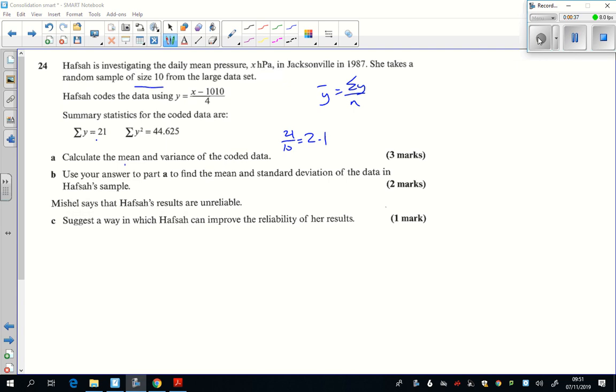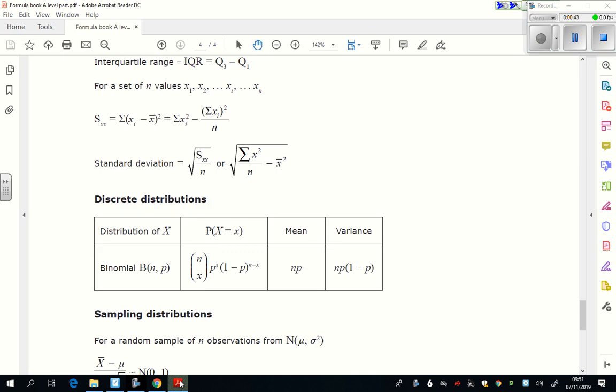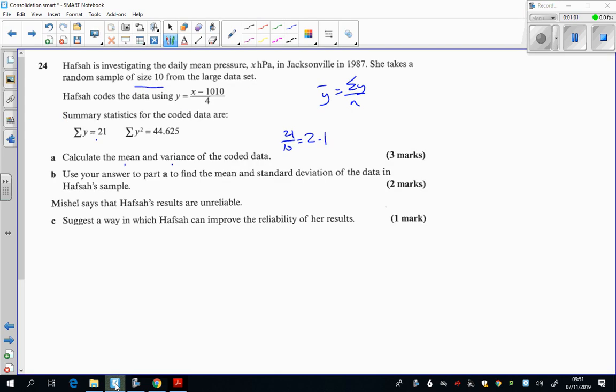You remember that one. You probably don't remember the variance formula though, do you? So let's grab the formula book and have a look at it. Here's the standard deviation formula, this bit here. It says you add up all the values squared, divide by n, take away the mean squared. And to find the standard deviation, we're going to square root it. If you want the variance, you just don't bother doing the square root.